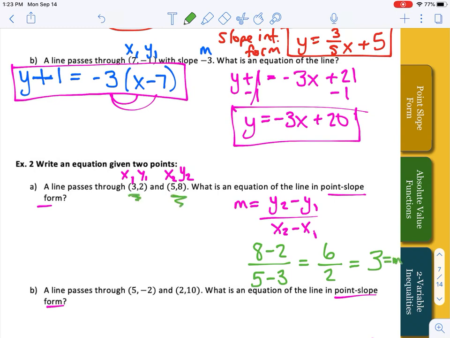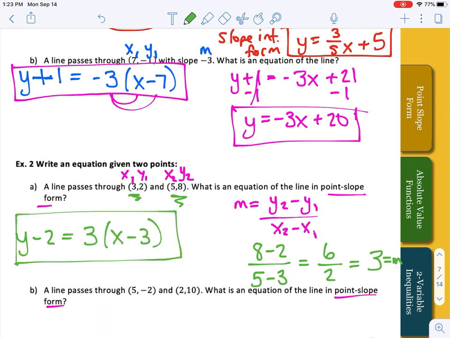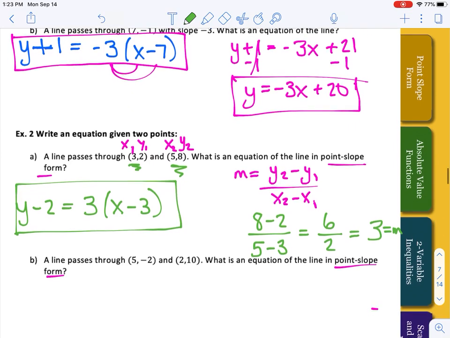Now you can choose either point. Both of these points will be on the line. So we have now y minus 2 equals m, which we found is 3, times x minus 3. And this is written in our point slope form.